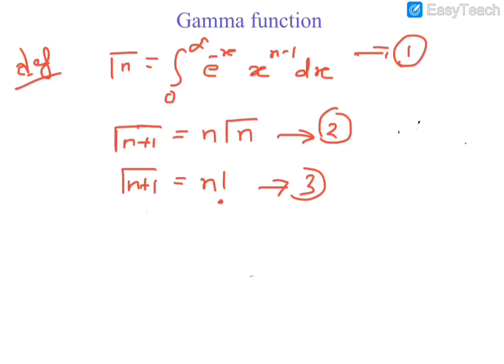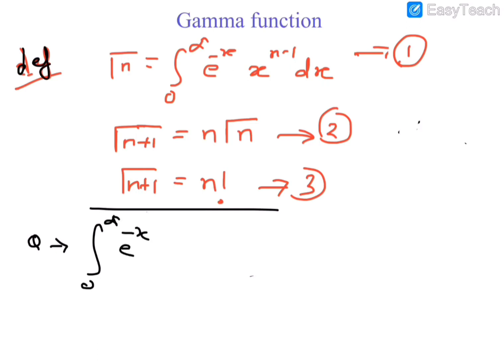Now in this question we are going to use the basic definition of gamma function as well as the third property which I introduced in the previous lecture, that gamma function of n plus 1 is equal to n factorial. Okay, so now let's do the question. The question is, let's say, integration from 0 to infinity of e raised to the power minus x into x square dx. So how to solve this one?